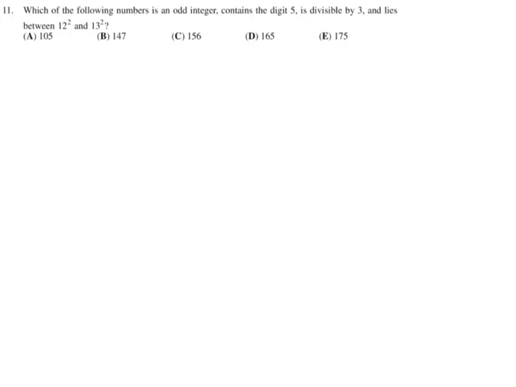Alright, let's go through these criteria one at a time. The first one is odd integer. I believe this is odd, not odd. Alright, so we eliminated C. Now, which contains the digit 5? This one does, this one does not. This one does, and that one does.